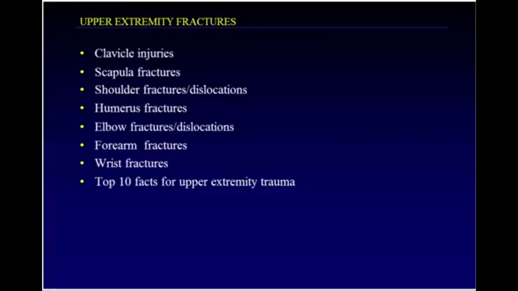All right, so we're done with the brachial plexus, and we're going to move on now to upper extremity fractures. And Dick has organized this talk, as you see, beginning from proximal to distal, as we did with the lower extremities. We're going to start with the clavicle and then end at the distal radius. And then at the end of this, he's got the top 10 facts that he wants you to remember in preparation for your board exam.